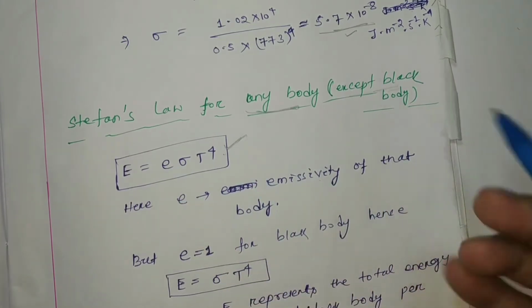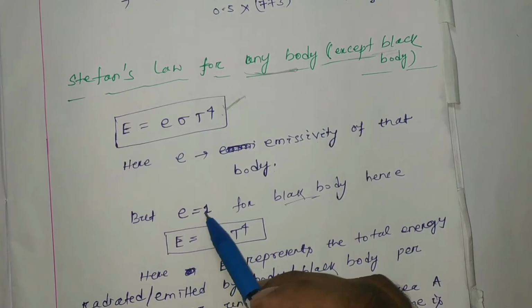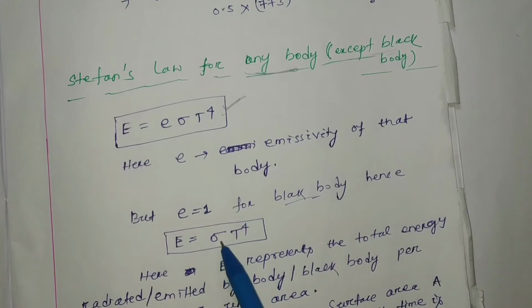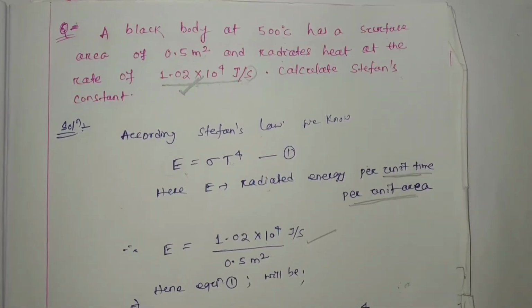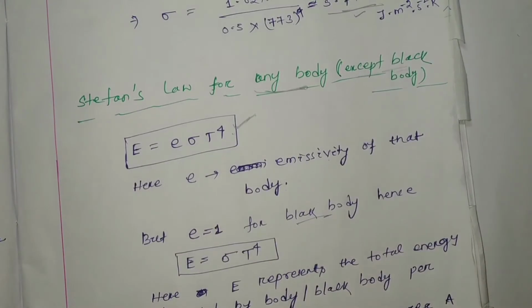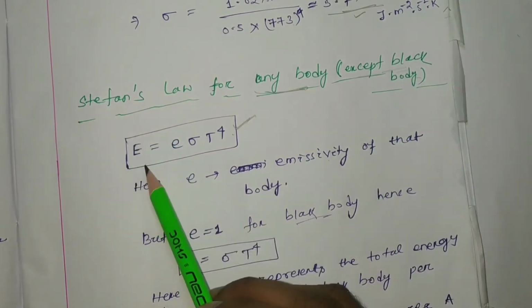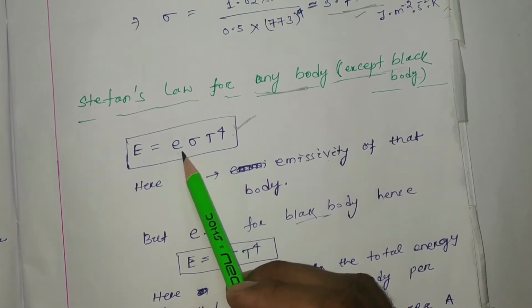And we know that for the black body, emissivity will be how much? Emissivity will be 1. You just put 1 here, and we find the same Stefan's law whatever we discussed for the black body. So for any body instead of a black body, Stefan's law will be E equal to emissivity into sigma T to the power 4.